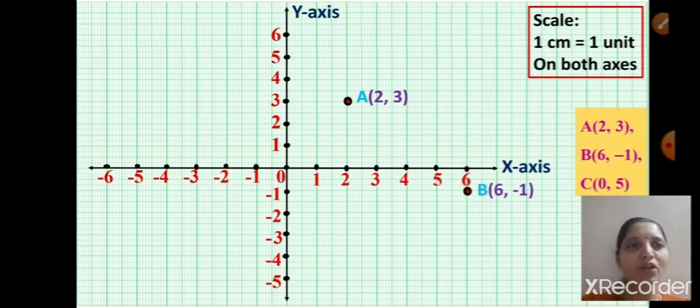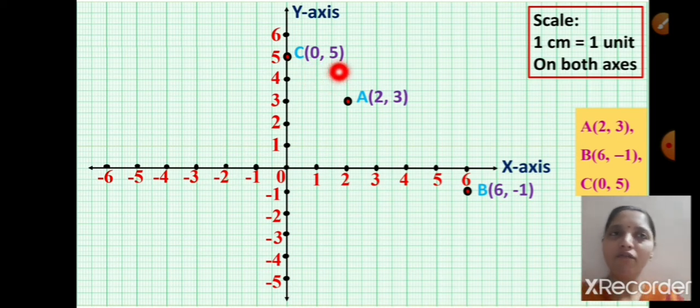So this will be your point B, 6 comma minus 1. Now point C, 0 comma 5. Now x coordinate is 0, that means this point will lie on the y axis. So this will be your point C, which has coordinates 0 comma 5.